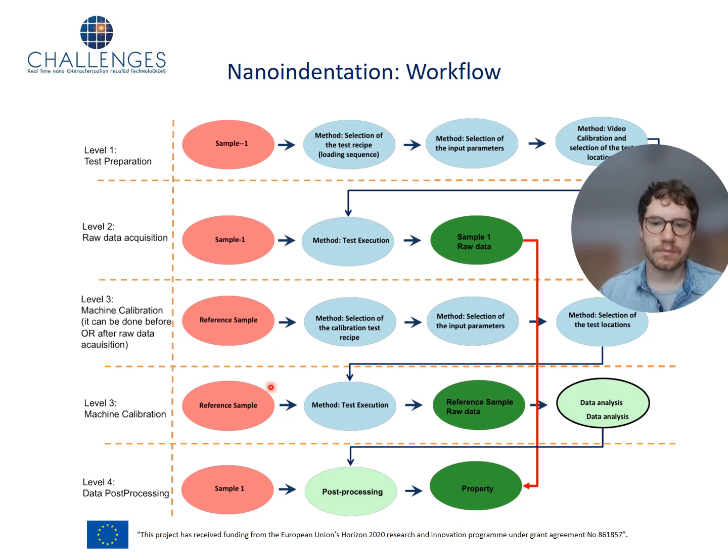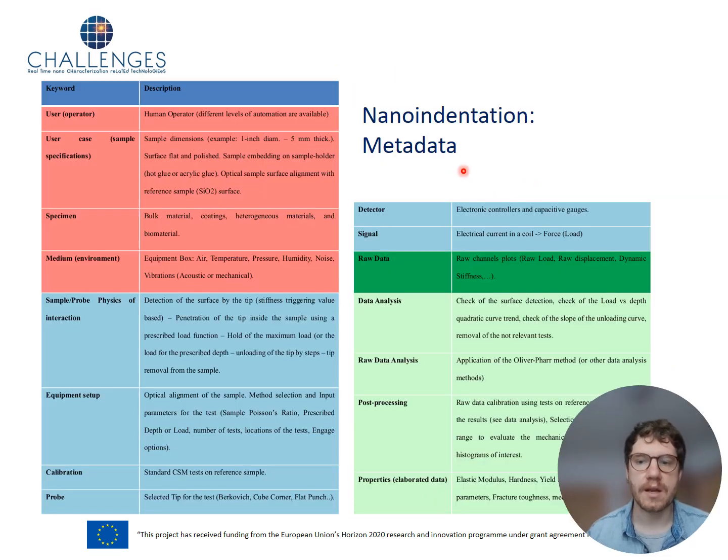At the same time, however, there is a reference sample that will be tested in the exact same way. So the test locations will be selected with the same methods. And this reference data is then also post-processed and fed into the post-processing of the original sample in a way to describe exactly certain other material properties that are not directly extracted. And the final metadata then filled into the charter template for nano indentation would look like this.